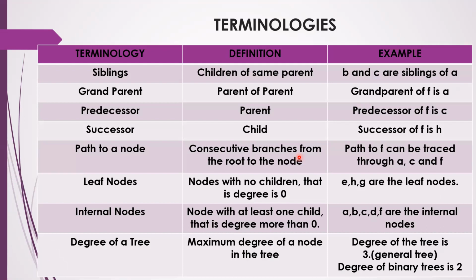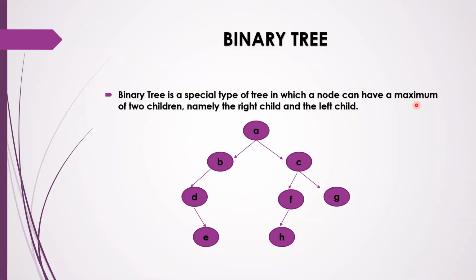So next you have predecessor and successor. So predecessor is the parent. So predecessor of F is C. So what do you call predecessor? Something that is there before. So the predecessor of something in a tree is the parent only. So for any node, the predecessor will be the parent node, correct? So for F, the predecessor is C.